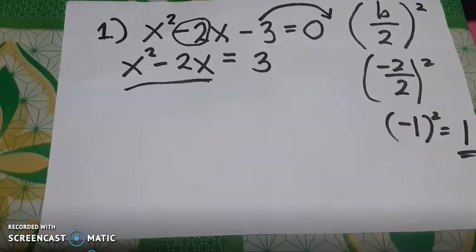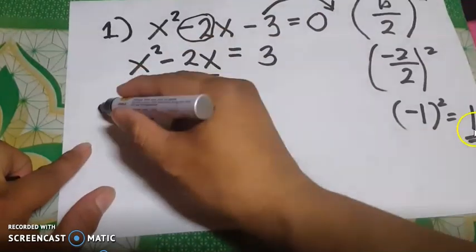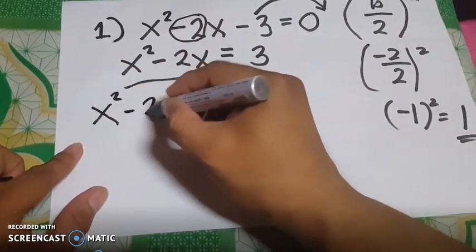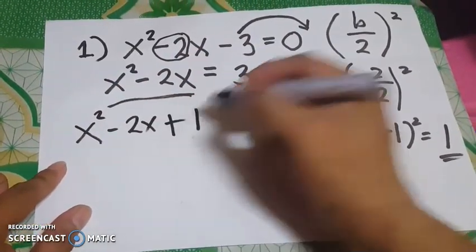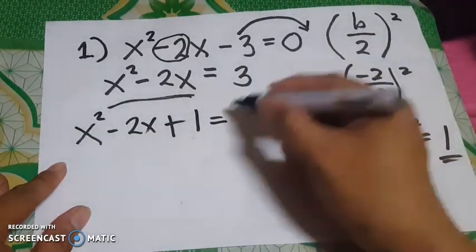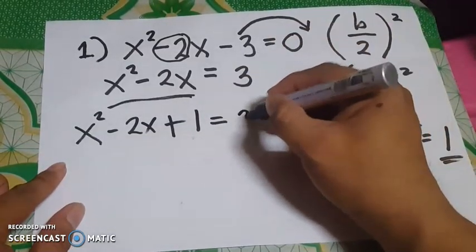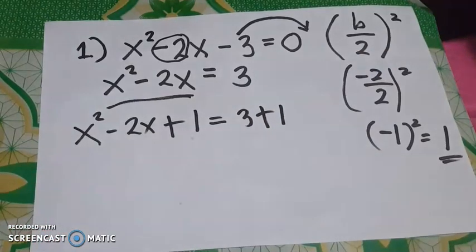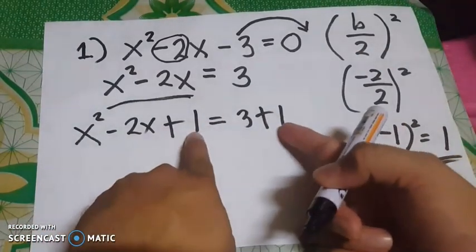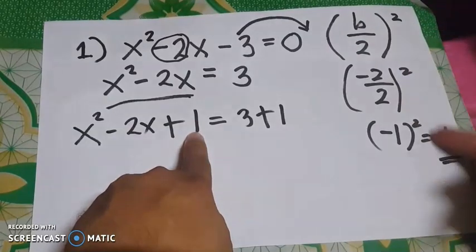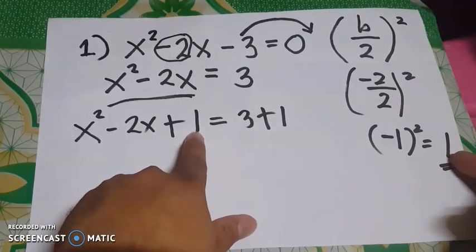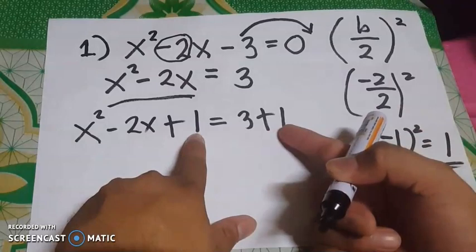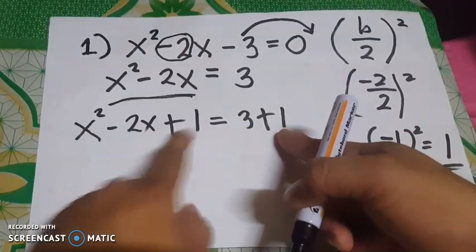So that means that number 1 is the number to be added on both sides of the equation to make the left side a perfect square trinomial. So it will become x squared minus 2x plus 1 equal to 3 plus 1. So, ito yung number na nakuha natin dito kanina. Ang ginamit natin yung b over 2 quantity squared. So, that number is to be added on both sides of the equation.